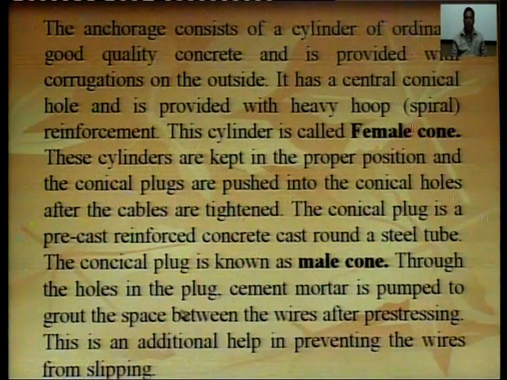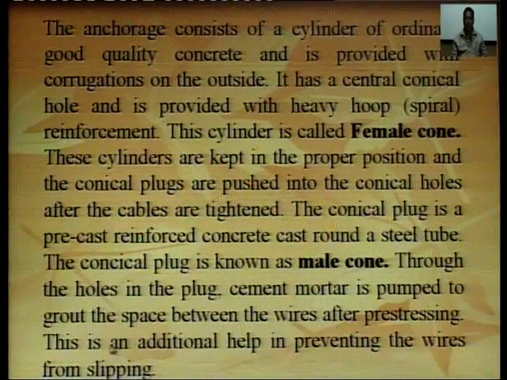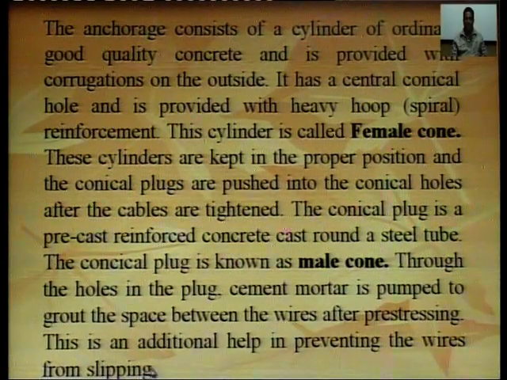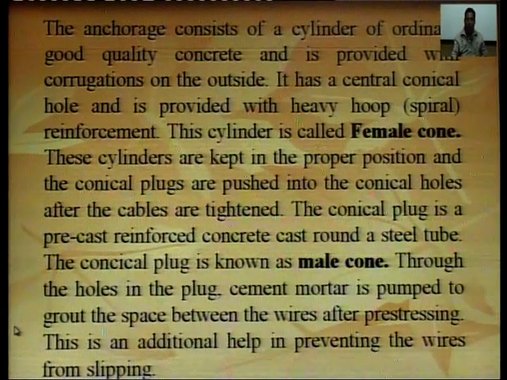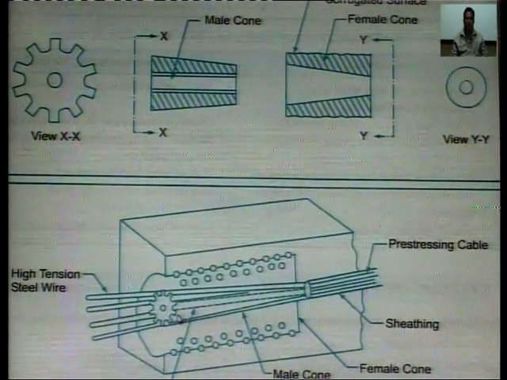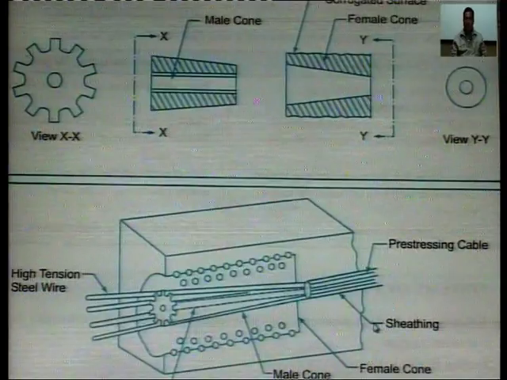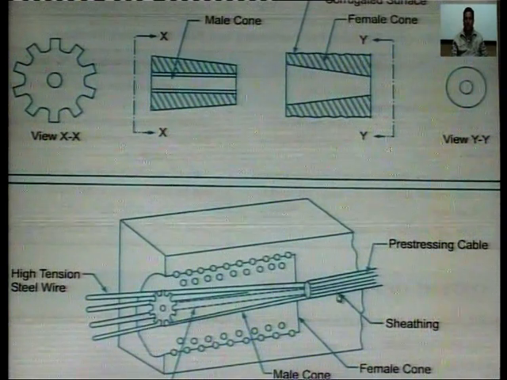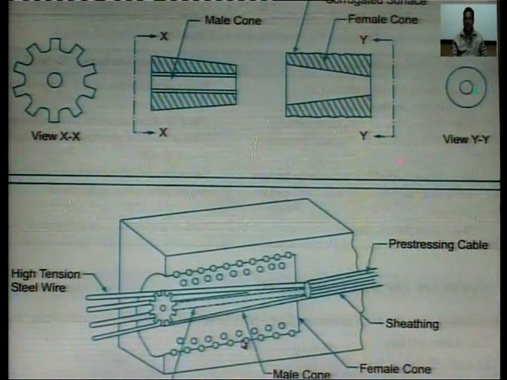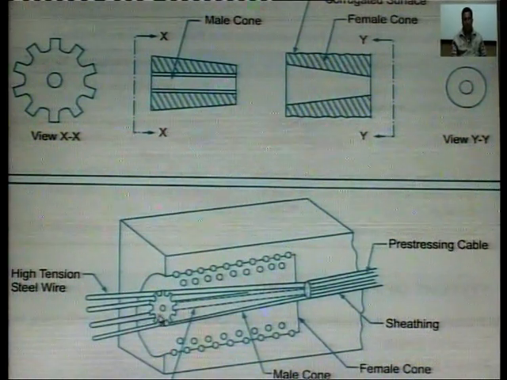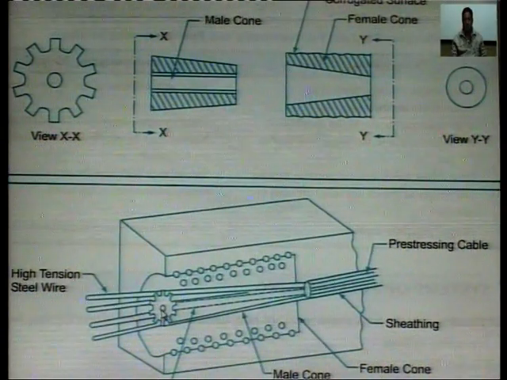Through the hole in the plug, cement mortar is pumped to grout the space between the wires after pre-stressing. This is an additional help in preventing the wires from slipping. So, from this hole, cement can be grouted into this tube. This is the concrete block, this is the high tension steel wire, this is the metal sheathing, this is the female cone, this is the male cone, and this is the tube for grouting. Cement is grouted through this hole of the male cone.